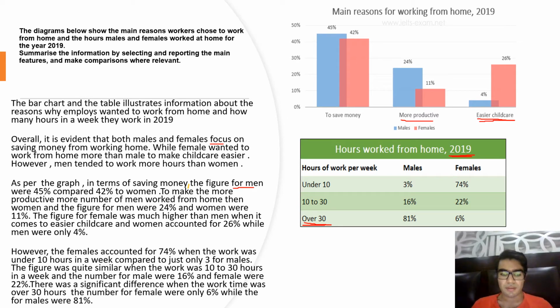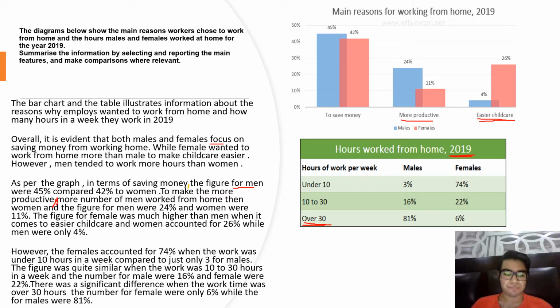And then he said, to make them more productive, more number of men work from home than women, and the figure for men were 24%, and women were 11%. A good attempt, but this also contains many grammatical errors, many grammatical mistakes. So you said to make them more productive. You shouldn't say to make them more productive. Say to make it more productive, and then you put a comma after productive.